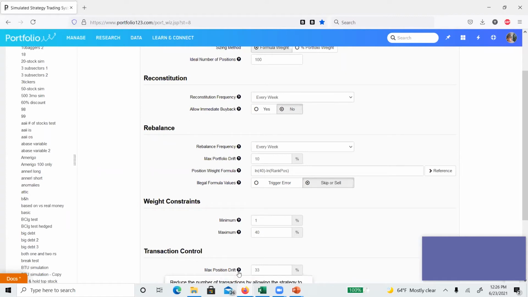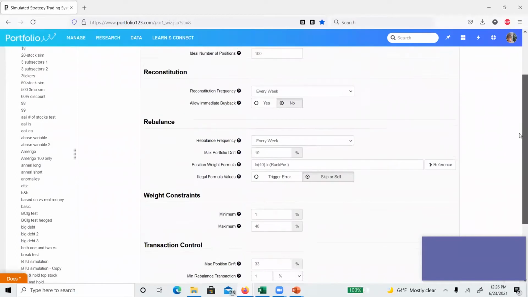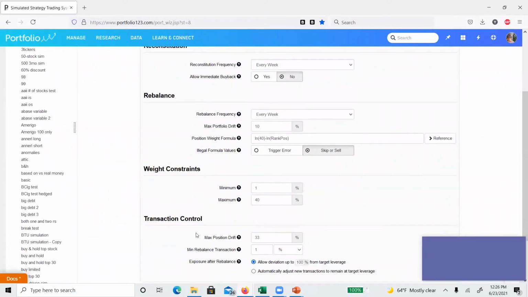Maximum position drift, I usually set it at 33%. So that means basically, if I have a position that has about 5% of my portfolio, and the formula weight says it should be 4%, it's not going to do anything, because 33% of 5 is not greater than 1. So I think 33% is a good number to use there.